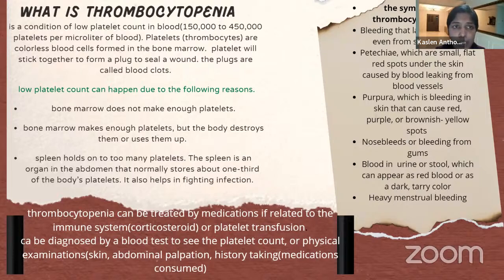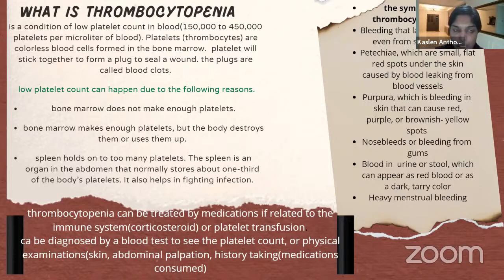So a low platelet count can happen due to the following reasons. First is that the bone marrow does not make enough platelets. Second is that the bone marrow makes enough platelets, but the body destroys or uses them up, because sometimes the macrophages will react to the platelets, as the body thinks the platelets are a foreign body and attacks the platelets.